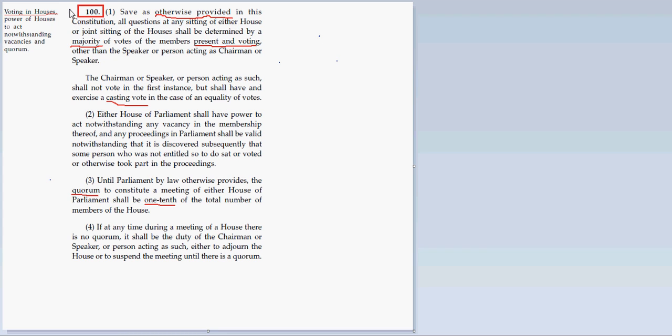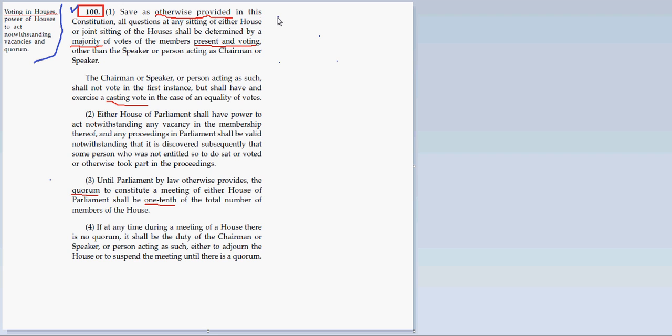Let's talk about article number 100. It talks about voting in houses, power of houses to act notwithstanding vacancies and quorum. Let's see what it means. As we see here, it has four clauses.